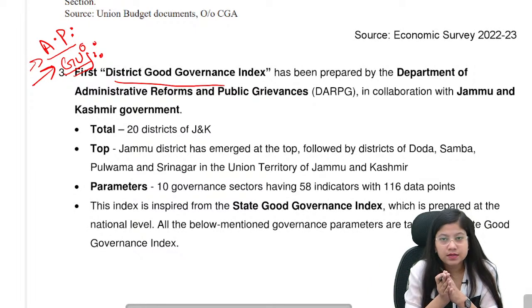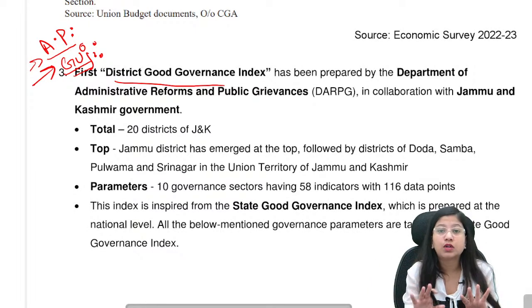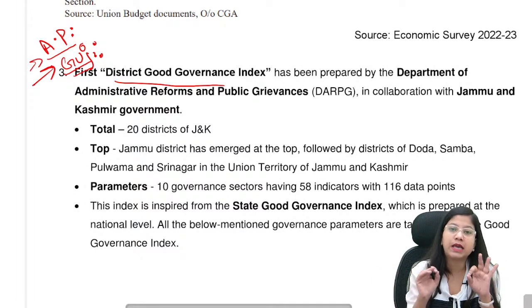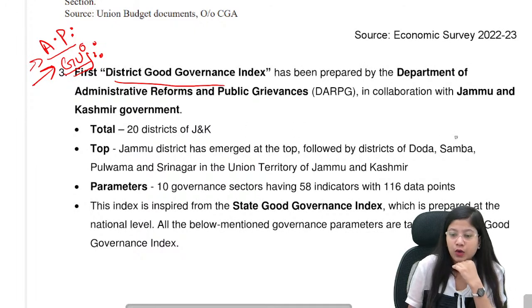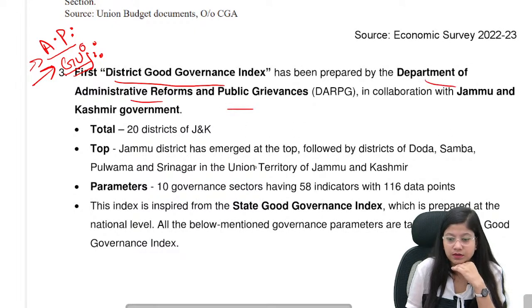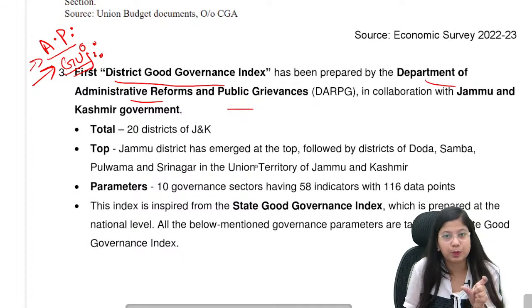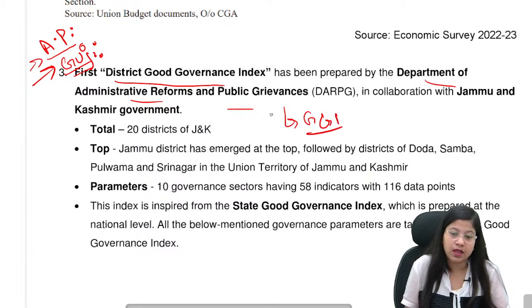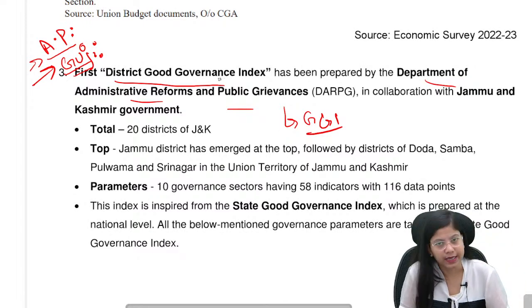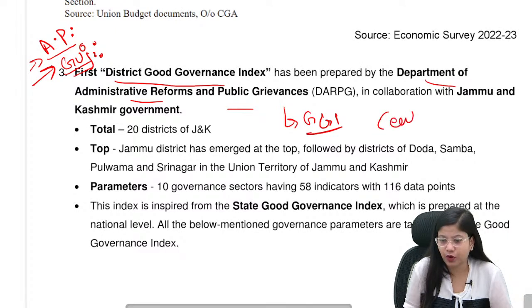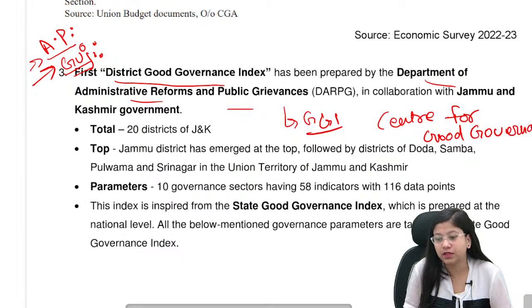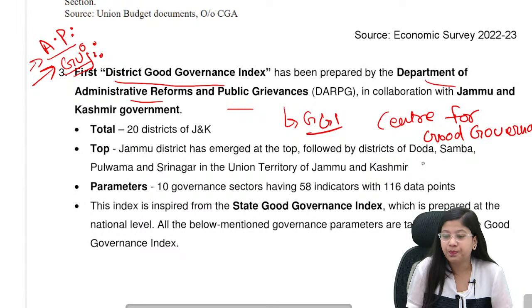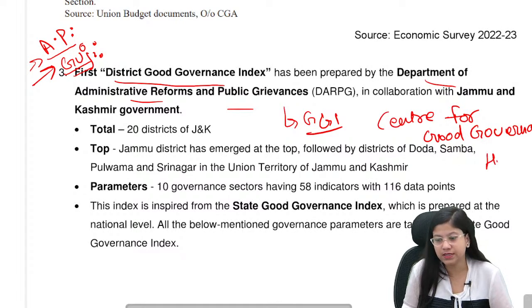As far as this index is concerned, I hope all of you know that it is modeled on the state good governance index released by the Government of India. The Department of Administrative Reforms and Public Grievances, under the Ministry of Personnel, is the same department which releases the good governance index at the national level. It has collaborated with the states and the UT to release their district good governance index. And one more thing, the Center for Good Governance in Hyderabad is the technology partner of all these three in preparation of the district good governance index.